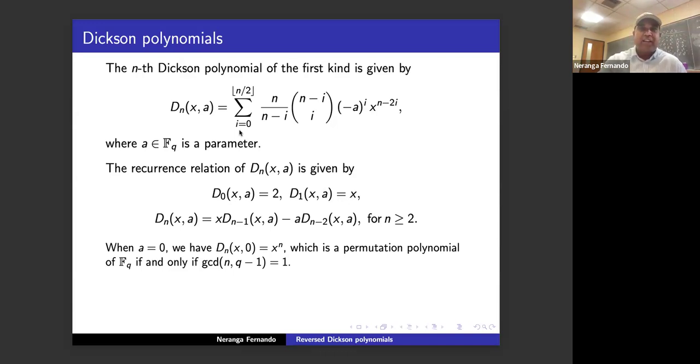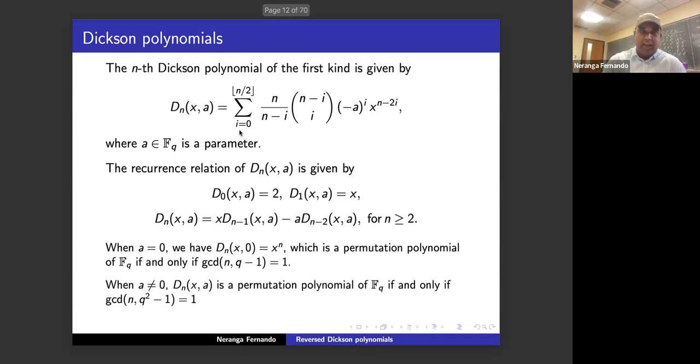And what about the case when a is not equal to 0? When a is not equal to 0, the Dickson polynomial of the first kind is a permutation polynomial if and only if n and q squared minus 1 are relatively prime, where q is the order of the finite field. So the permutation property of Dickson polynomials is completely known now. It was explained by the Austrian mathematician Wilfried Nöbauer in 1968.